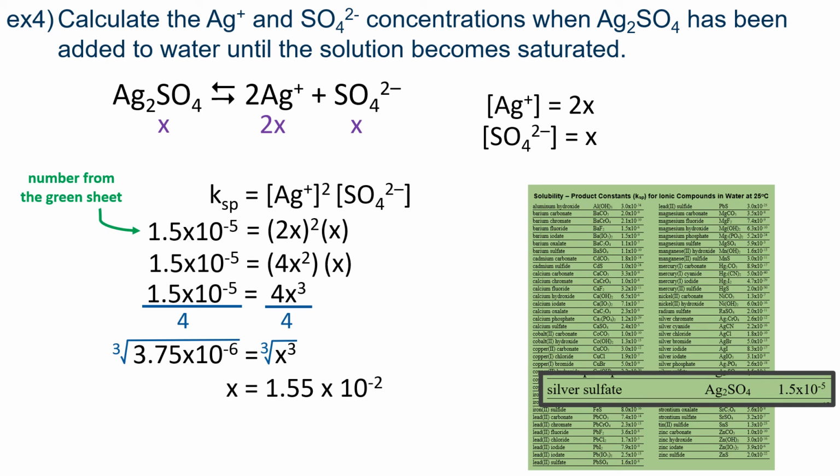Now let's sub that back in. So Ag plus is equal to 2 times that amount. So I multiply that number by 2 and correct it to significant figures. Concentration of silver ion is then 3.1 times 10 to the negative 2 molar. The sulfate concentration is equal to the value of x. So the concentration of sulfate is 1.6 times 10 to the negative 2 molar.